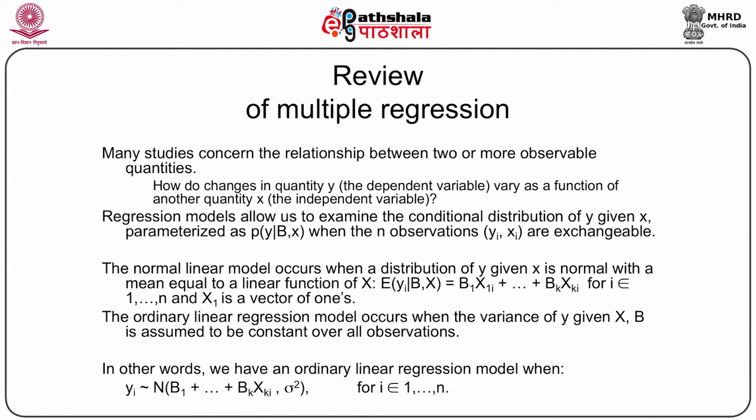The normal linear model occurs when the distribution of y given x is normal with a mean equal to a linear function of x. That is, the expected value of yi given b and x is b1 x1i plus b2 x2i and so on up to bk xki, for i from 1 to n, and x1 is a vector of 1s. The ordinary linear regression model occurs when the variance of y given x, b is assumed to be constant over all observations. In other words, we have an ordinary linear regression model when yi is distributed normally with mean b1 plus up to bk xki and variance sigma square, where b1 is the intercept of the model, i from 1 to n.